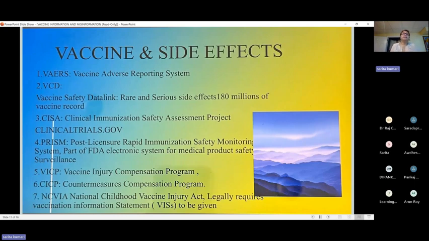PRISM is not only for vaccines, this is for post-licensure. This is not just for vaccines, but actually for medication. So if you're taking medication and you want to see what the post-licensure or post-marketing side effects are, you can actually look into those.